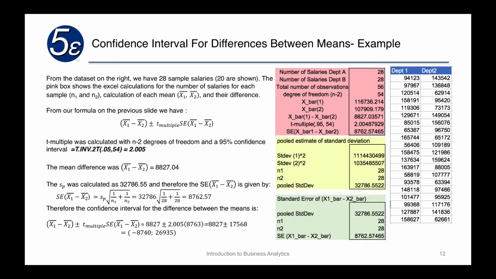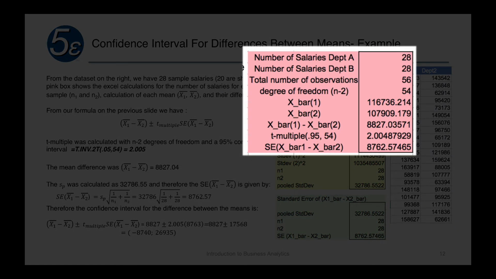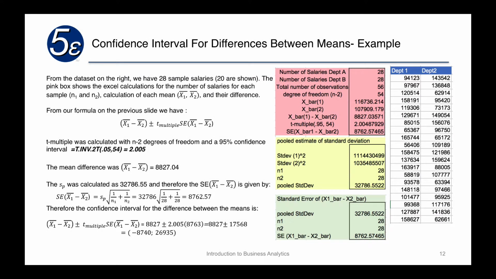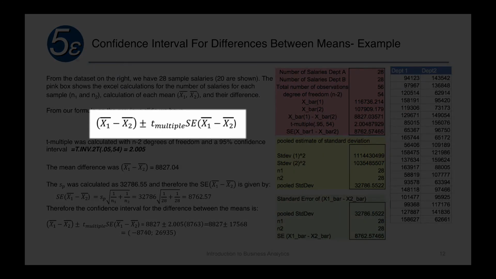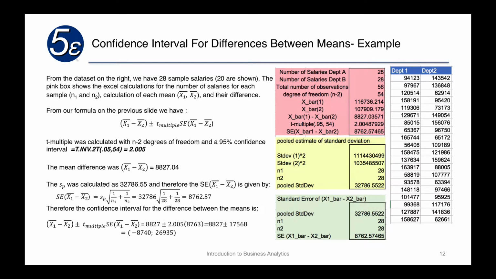So let's take a look at an example here. On the right, we have 28 sample salaries, 20 are shown. The pink box shows the Excel calculations that were done for each of the samples, N1 and N2, Department A, Department B. And we calculate each mean, which is X1 bar and X2 bar, and their differences, which is X1 bar minus X2 bar. Now, from the previous slide, we saw that the confidence interval was given by X1 bar minus X2 bar, plus or minus the t multiple, times the standard error of the difference itself. The t multiple is now calculated with n minus 2 degrees of freedom and a 95% confidence interval.